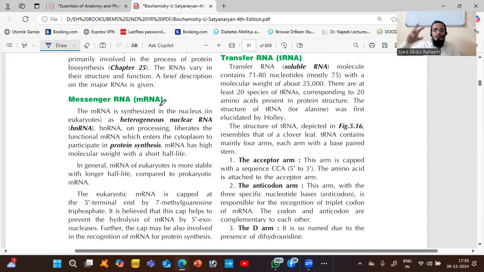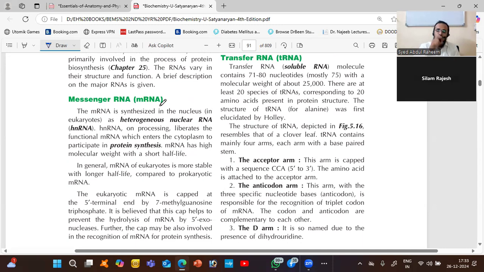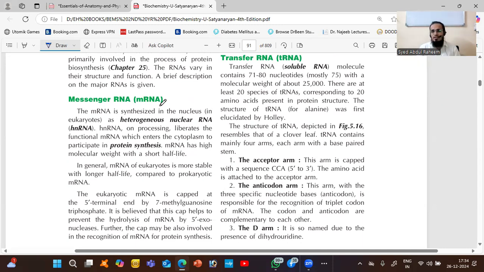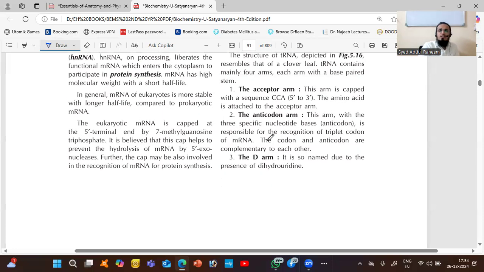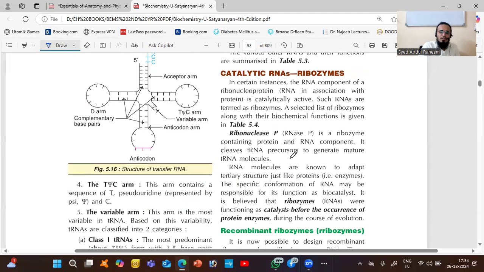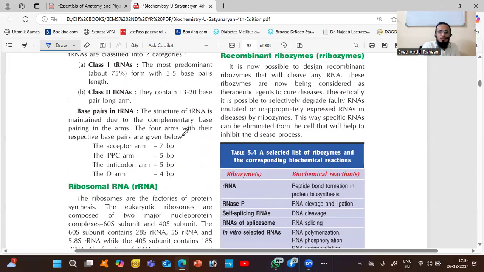Messenger RNA takes whatever information is present in the DNA. In the nucleus, it takes the message from the DNA or the genes, and according to the message it transfers it and gives it to the transfer RNA. They are very few in number. They have the acceptor arm, the anticodon arm, the D arm, and so on. No need to go into detail.